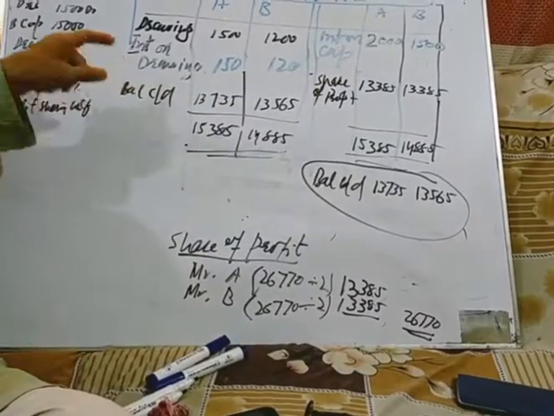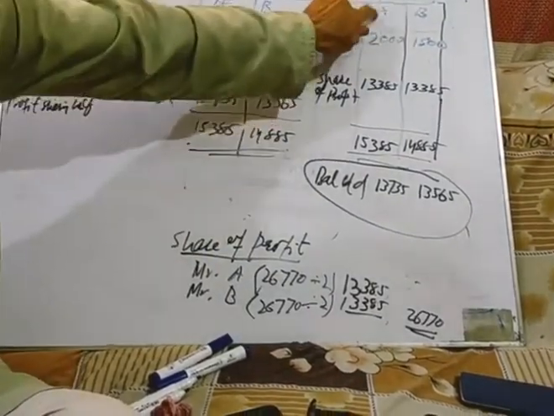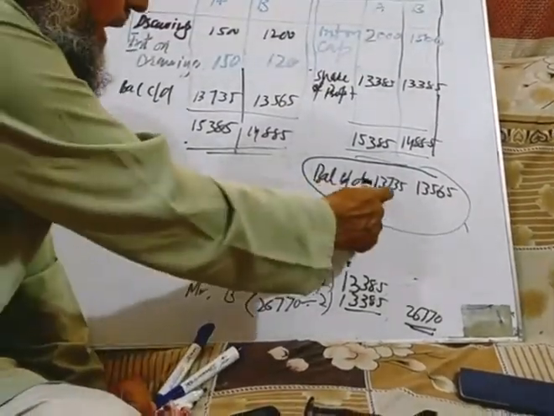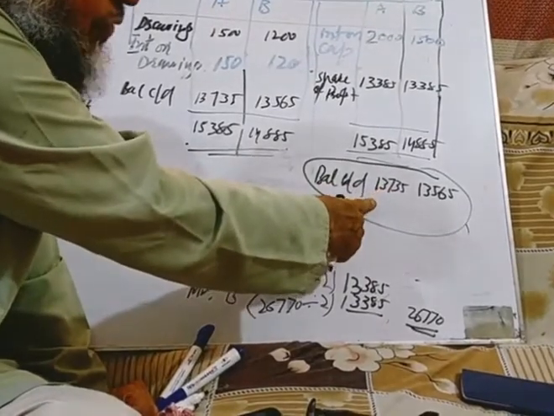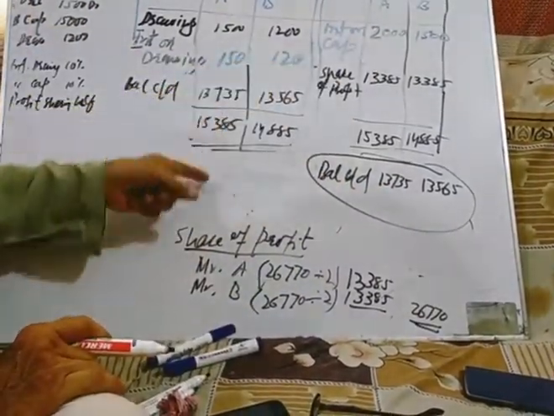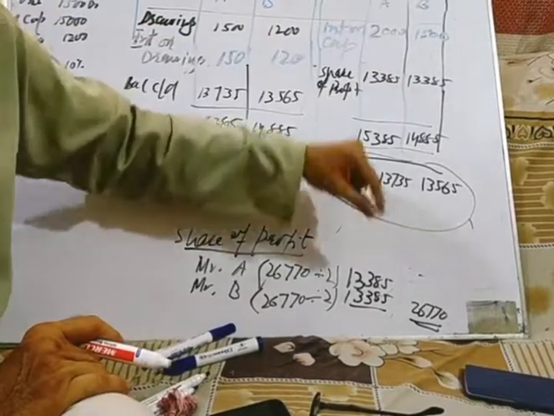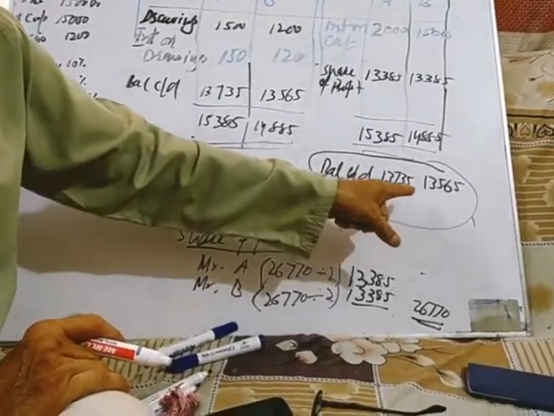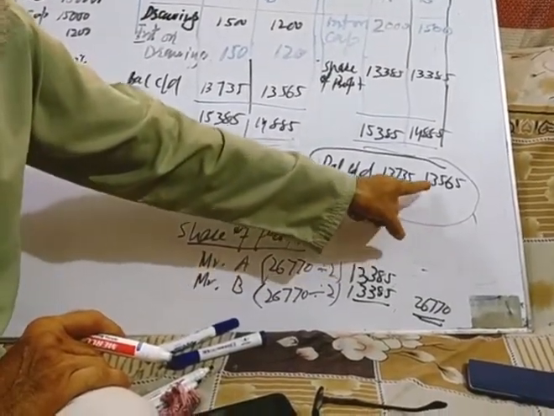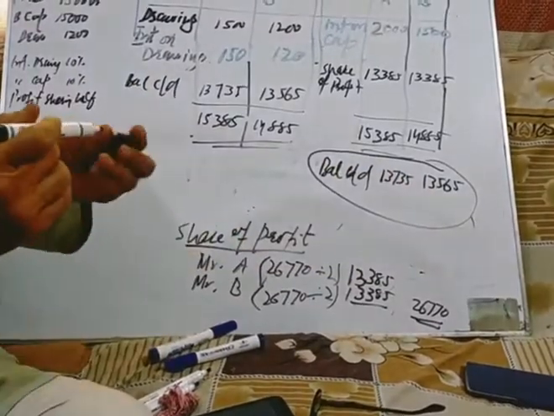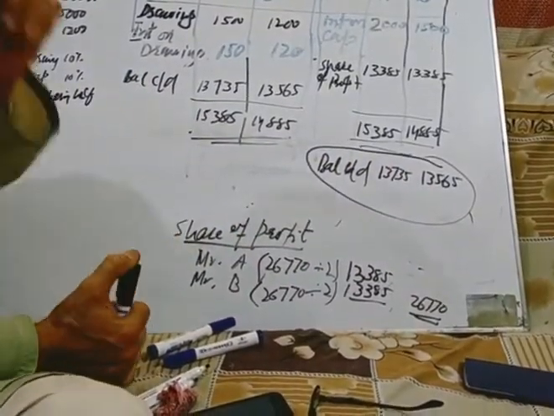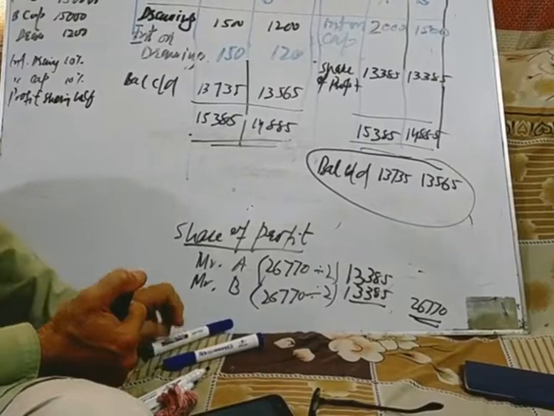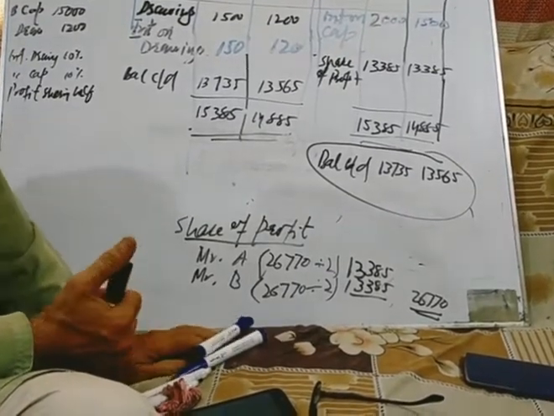Whatever the capital of A is, 20,000, you will add this into 20,000, and B's capital was 15,000, so here you write 13,565 and add it with your capital. That's how you write it and you complete it, right?